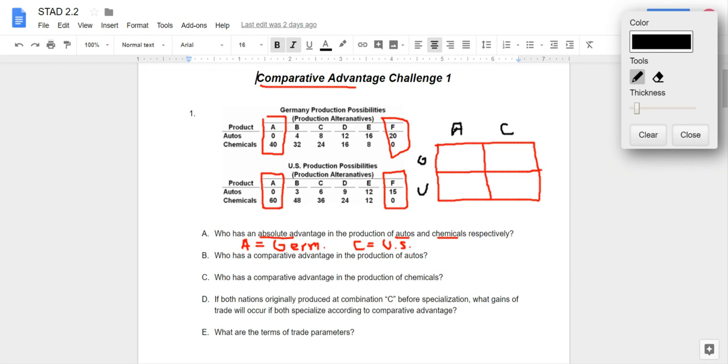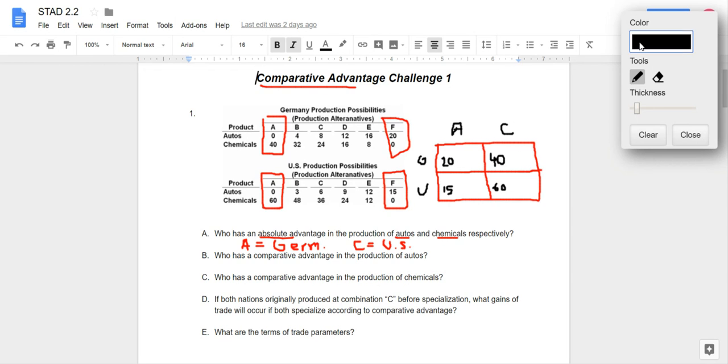And then we just put in our extremes. We're talking Germany right now, so our top row here. Germany, if they produce only automobiles, that's point F, they can produce 20. And if they produce only chemicals, that's point A, they can produce 40. And then I do the same thing for the United States. If they produce only automobiles, point F, they can produce 15. And if they produce only chemicals, that's point A, they can produce 60. And there we have it.